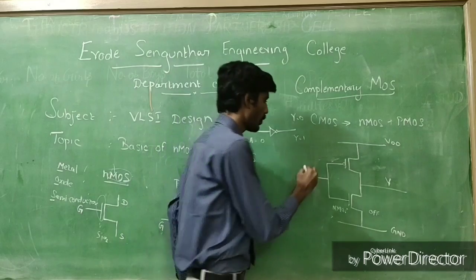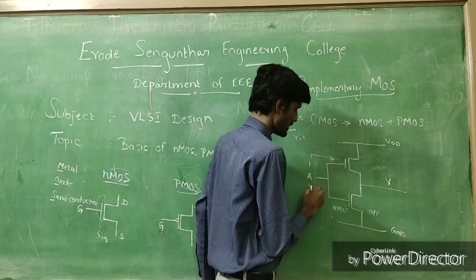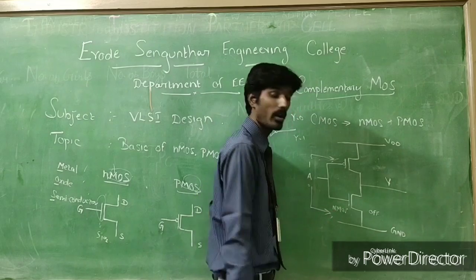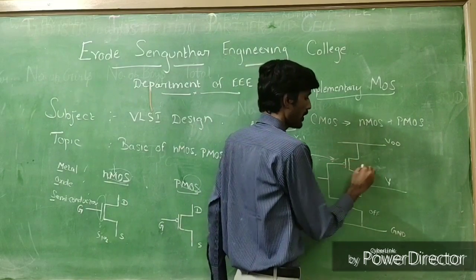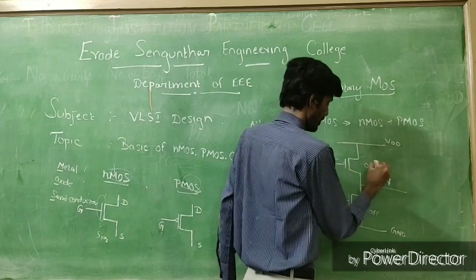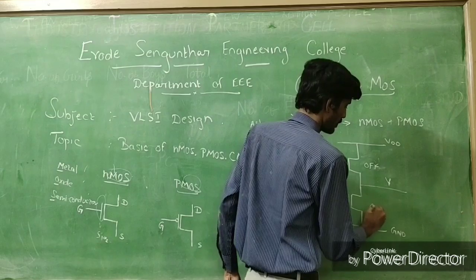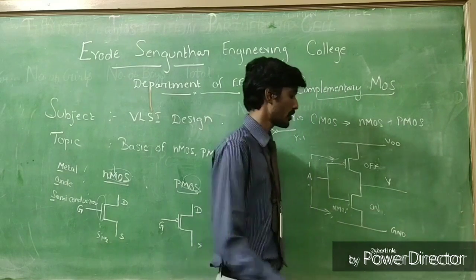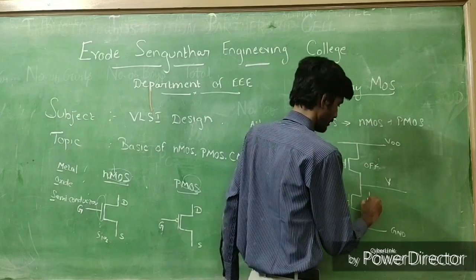Suppose we are applying 1 to this input. So the 1 is moving to the PMOS device. At the same time, the same 1 is moving to the NMOS device. So what will be the response of the PMOS? For 1 it will be off. For the NMOS, for 1 it will be on. So in this case, the output Y is connected to ground.